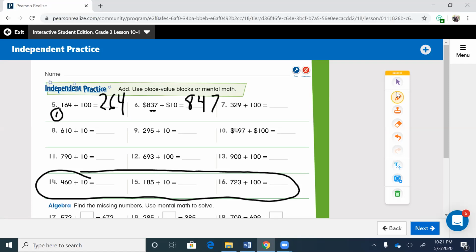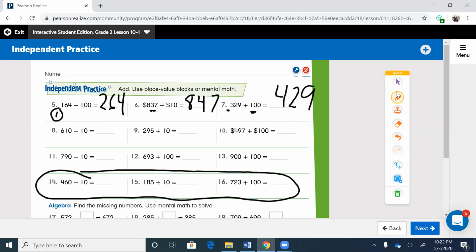Number 7, 329 plus 100. Okay, the number 3 is in the hundredths digit, so that means we have to add 1 to the hundredths place, 3. 3 plus 1 is 4, and then rewrite the tens and ones.